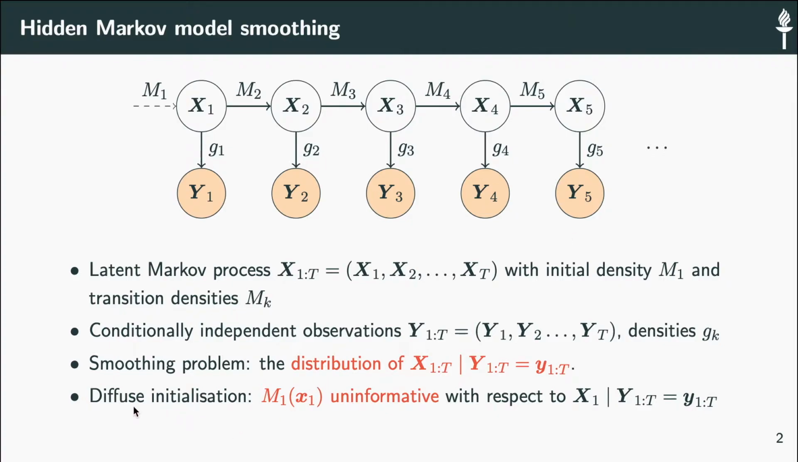And the diffuse initialization corresponds to the case where M1 is uninformative about the conditional law of X1 given the observations.